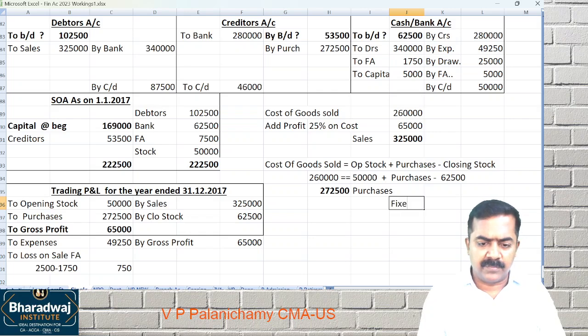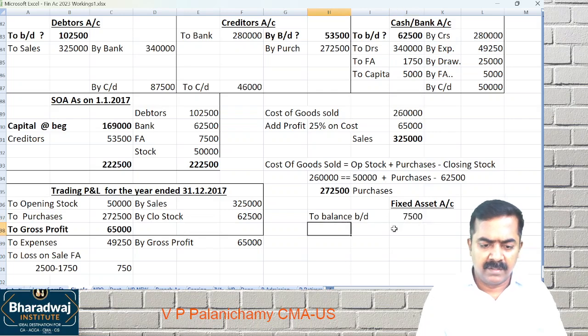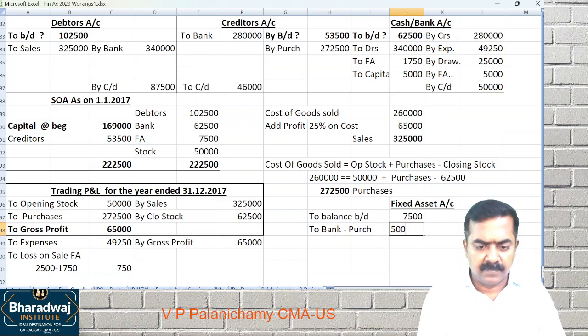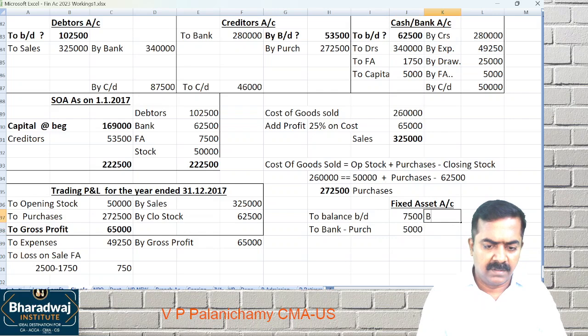Ensure to prepare the fixed asset account. Some balancing figure might be there, because we are given the opening balance, closing balance, purchase and sale. Two balances brought down. What is the opening balance of fixed asset given in the question? 7,500. To bank, the purchase of fixed asset is given. What is the purchase of fixed asset? 5,000.